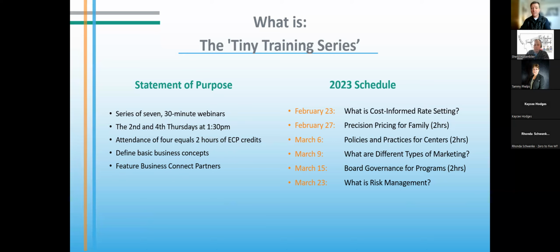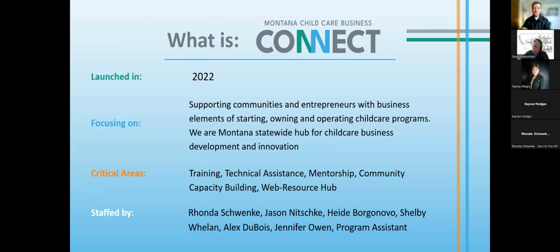Some of our upcoming trainings are here along the right side. Today, again, we're talking about cost-informed rate setting. We've got 3 upcoming trainings planned with our partners at First Children's Finance. I'll be with you again on March 9th talking about marketing and setting expectations for your marketing strategies. And we'll round out with risk management, presented by our partners at Payne West Insurance, towards the end of March.